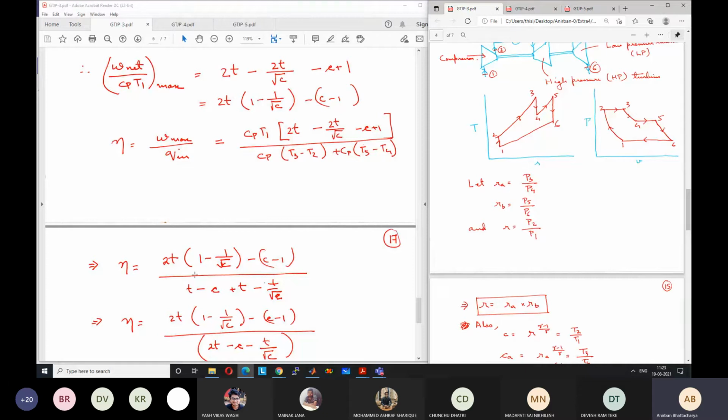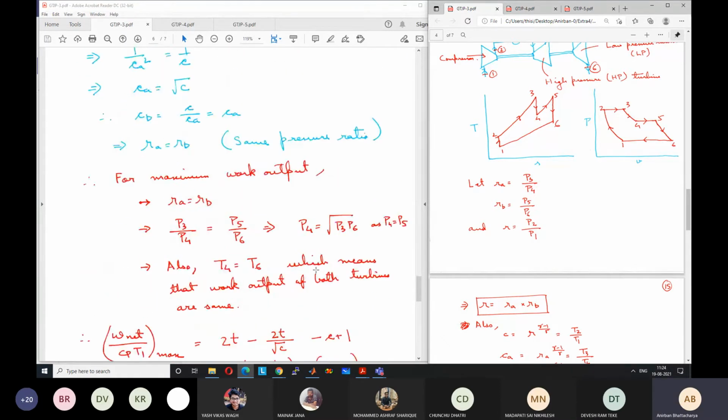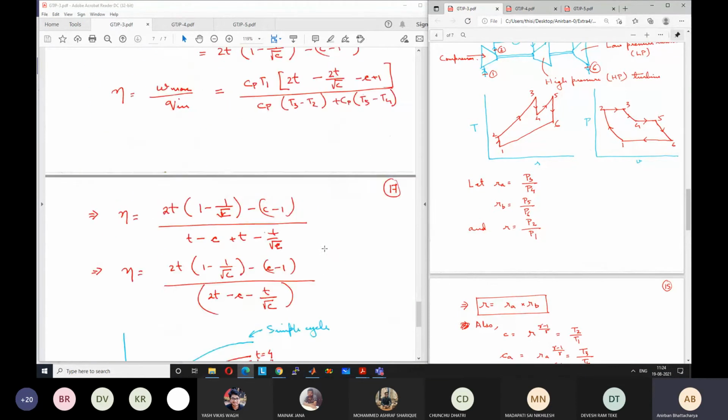So anyway, this is equal to 2T1 minus 1 by root C minus C minus 1 by T3 by T1 is T minus T2 by T1 is C minus C plus T5 by T1 is again T, and T4 by T1 is T by root C. We have seen that previously somewhere. Okay. That, T4 by T1 is T by root C. So this is the form for the efficiency.